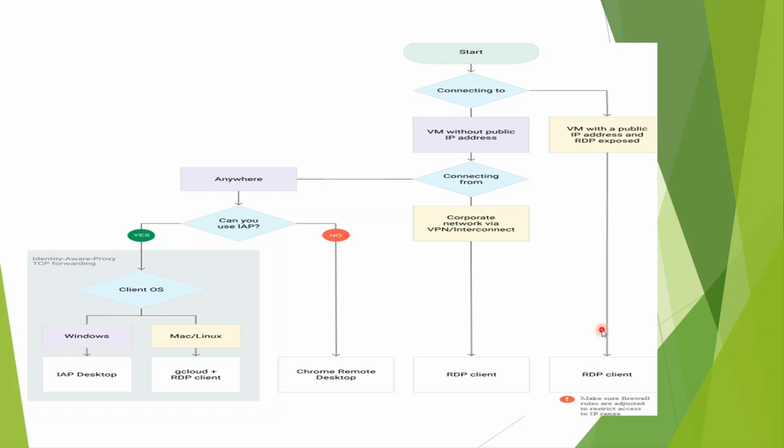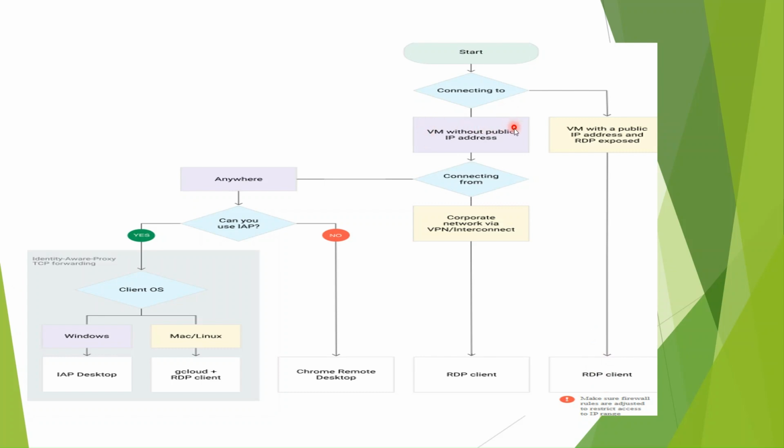So firewall rules are the main thing here. You make sure the Windows server or machine works on port 3389. So you have to allow that specific port 3389 with your IP address.